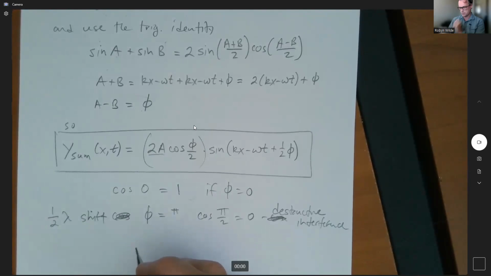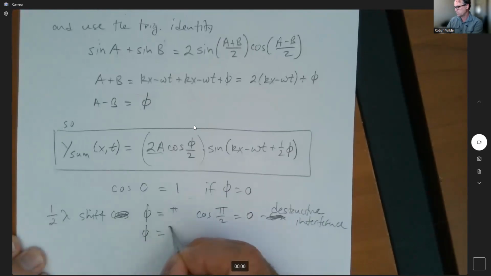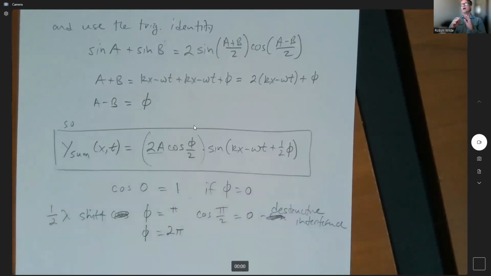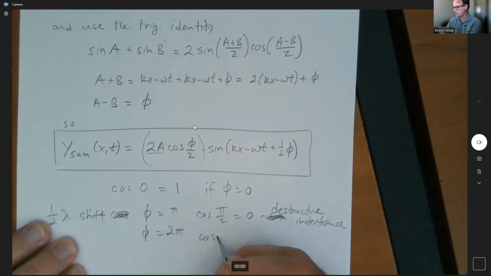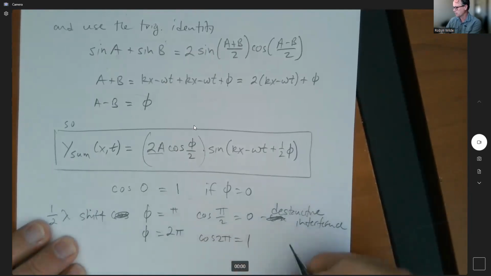What if phi was equal to 2 pi? Now 2 pi is 360 degrees. So now you've gone around and come back up. The waves are back in phase. Cosine of 2 pi is 1 again. And this is our constructive interference case.